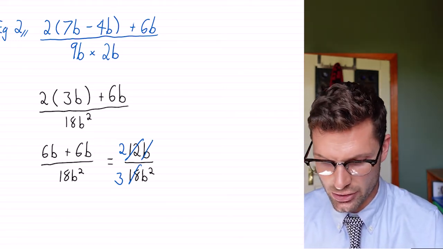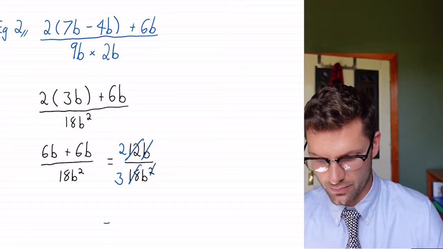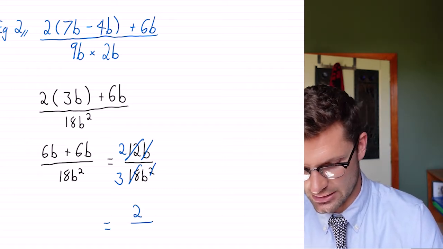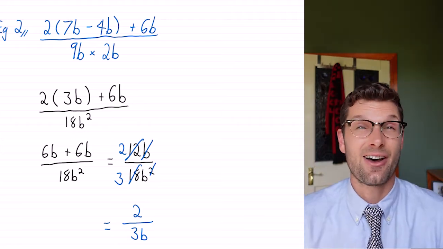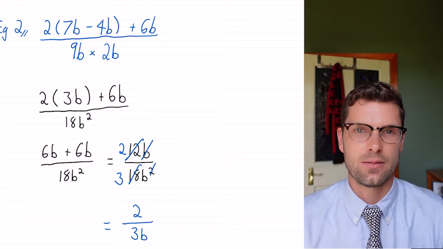And this 1b on top cancels out 1b on the bottom. So our final answer is 2 over 3b. And that's our final answer for this one. It can't be simplified anymore.